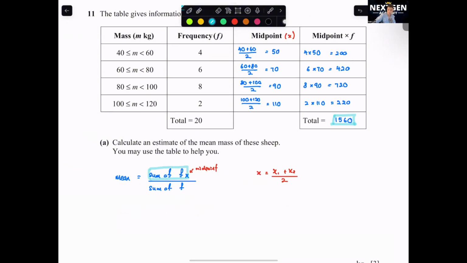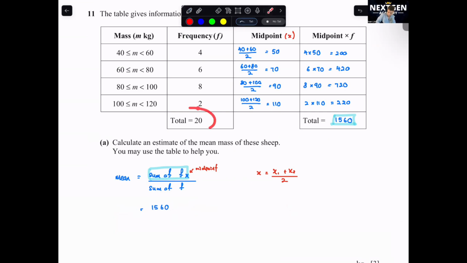Okay, you don't have this in the exam, right? They never give you this table. Actually, you don't have to write this down. You can straight away put in the formula if you are familiar with the formula. Otherwise, this one is easy for you to check back. You need to draw like a simple table. Okay, so sum of fx will be equal to 1560.